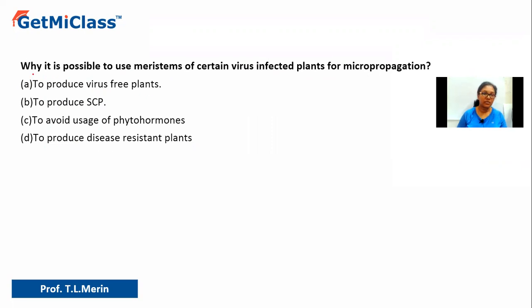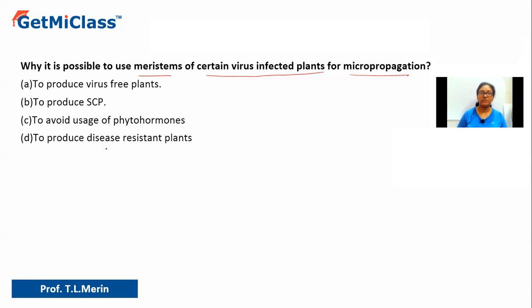Now let us understand the question. It says, why is it possible to use meristems of certain virus-infected plants for micropropagation? So what is the reason that even if the plants have been infected by virus, the meristems of such plants can be used for micropropagation? Maybe they have very high yielding capacity, but because they are infected by virus, they may get spoiled. But then why can their meristems be utilized for micropropagation? So that is the question.